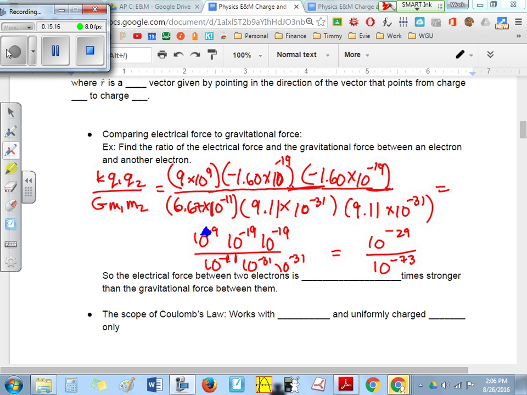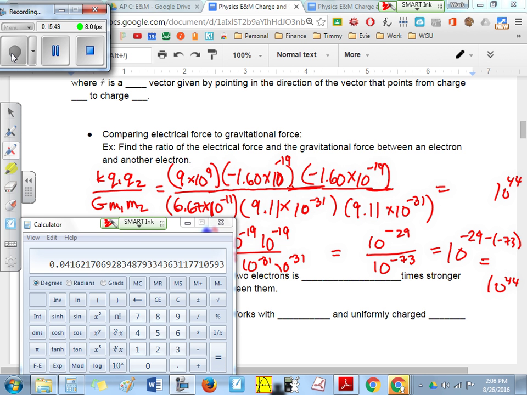Okay, so you got the orders of magnitude. 10 to the negative 29 minus negative 73. You can already tell this is on the order of 10 to the, and then 73 minus 29 is 44. So is it 10 to the 44th? Well, it's something near that. So now let's do the other numbers. We had a 9 times a 1.6 times a 1.6 on top, and then we have a 6.7 times a 9.1 times a 9.1 on the bottom.